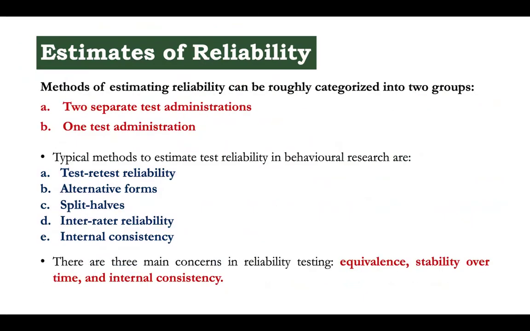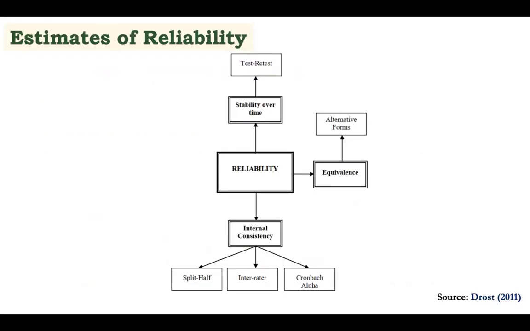Then we will come to the estimation of reliability. We will measure five types of reliability: test-retest reliability, alternative form reliability, split-half method of reliability, inter-rater reliability, and internal consistency reliability. There are three main concerns in reliability testing: equivalence, stability over time, and internal consistency.